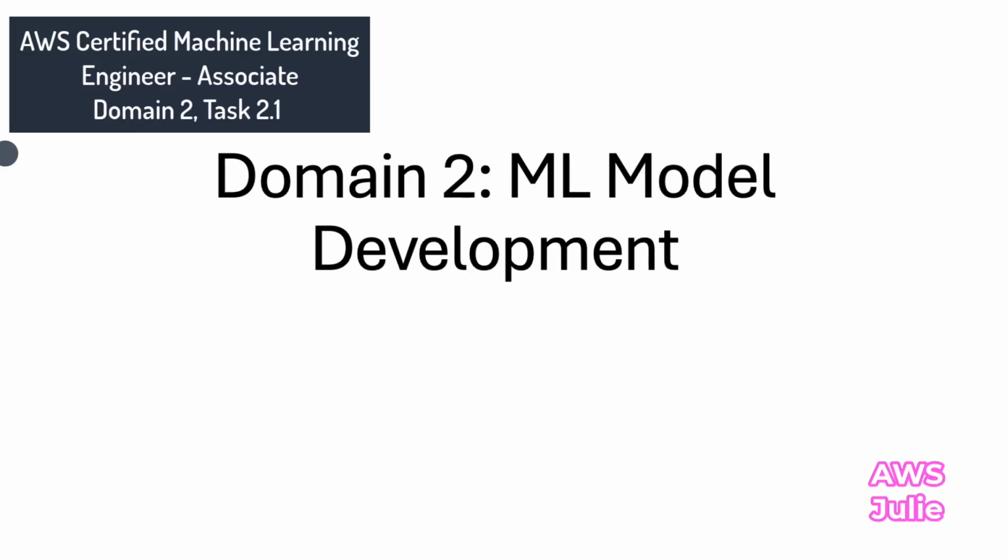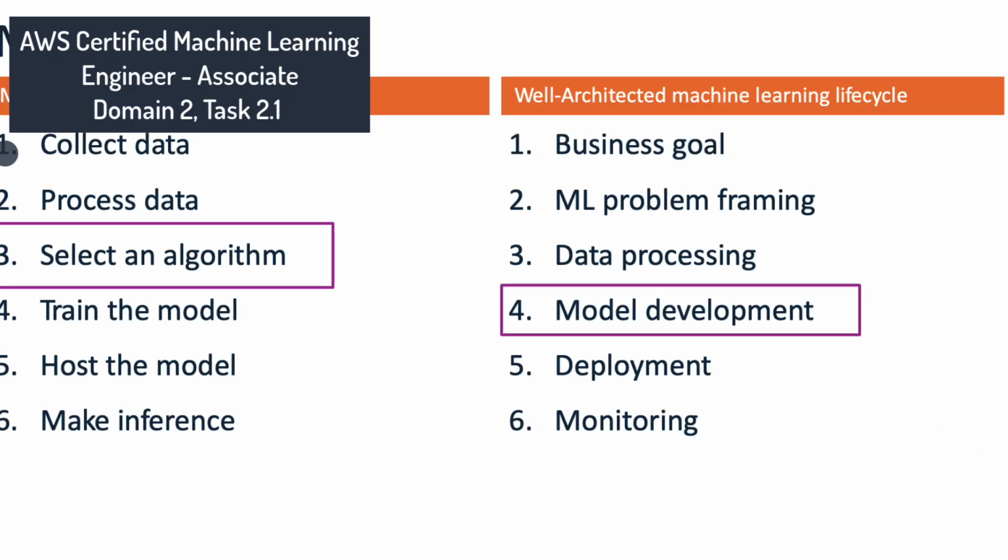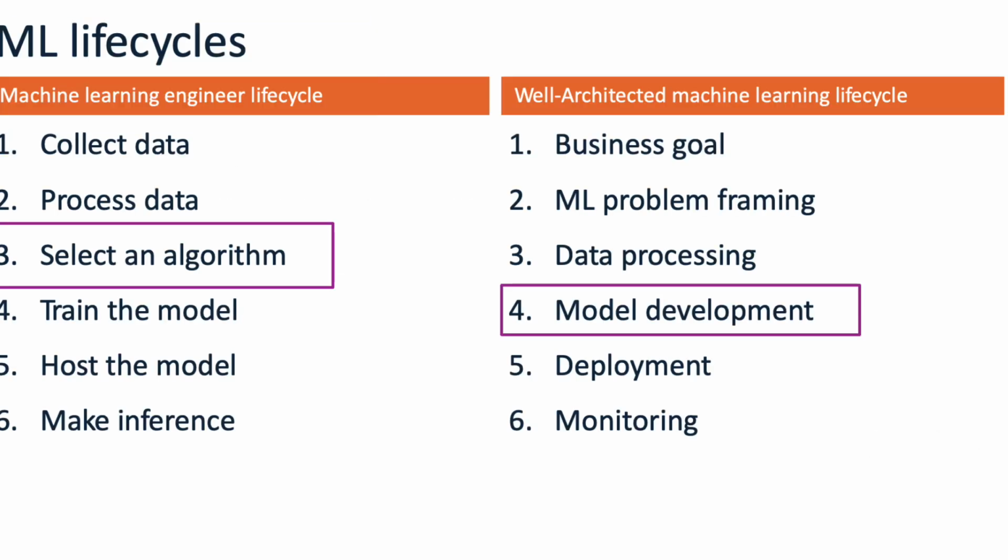Let's get started with our next lesson covering Domain 2, ML Model Development. In the last few lessons, we've talked about the first two steps of the machine learning engineer lifecycle, to collect data and to process data. This domain covers the third step, which is to use the selected algorithm to train the model and to generate a model you can use to derive value.